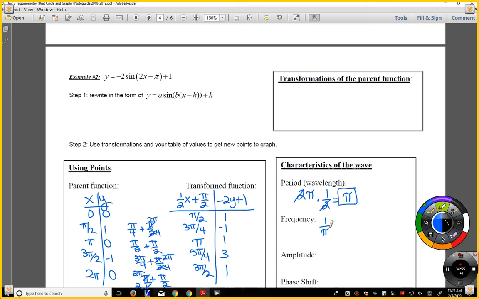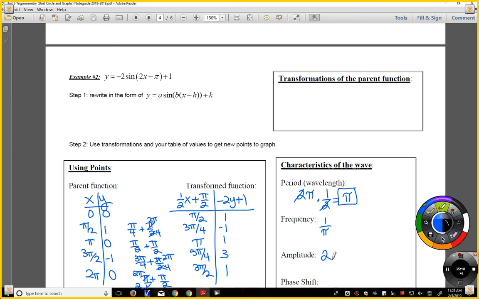Remember, that's totally controlled by that a value at the very front of the equation. I know it says -2, but when we measure amplitude, it's like distance. We don't say, oh, I walked a -1 mile to my house. We just say 1 mile or whatever. Same idea with amplitude, so it's 2.